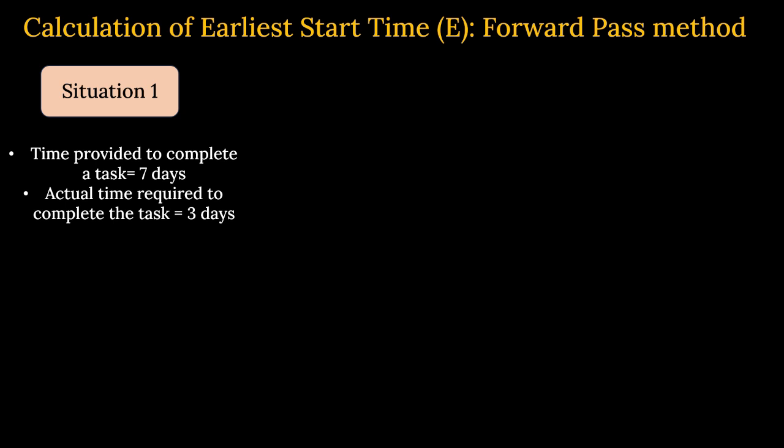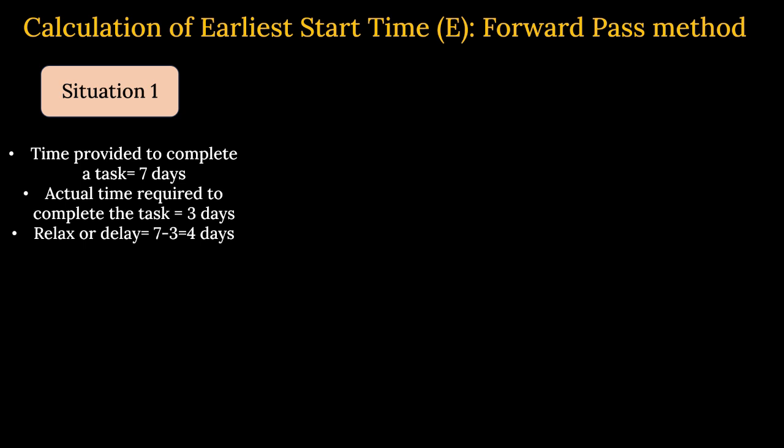I'll give you one situation here. Suppose the time provided to complete a task is 7 days, as I have mentioned. The actual time required to complete the task is 3 days, to paint the wall or to apply the primer, for example. That is the actual time, by experience, because you have already done a similar kind of job and it requires only 3 days. So how much can you relax or delay? 7 minus 3, that is 4 days you can relax or delay the work.